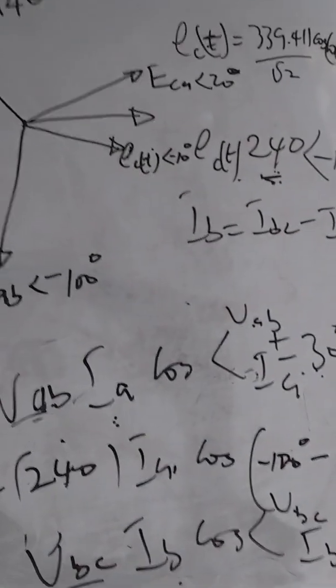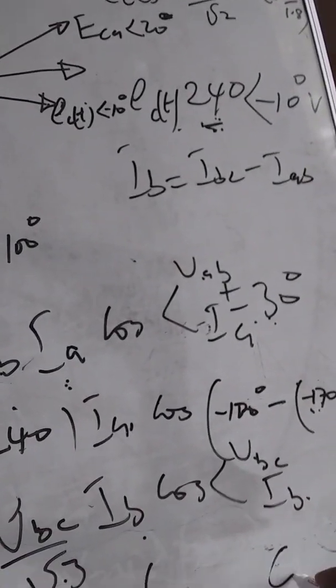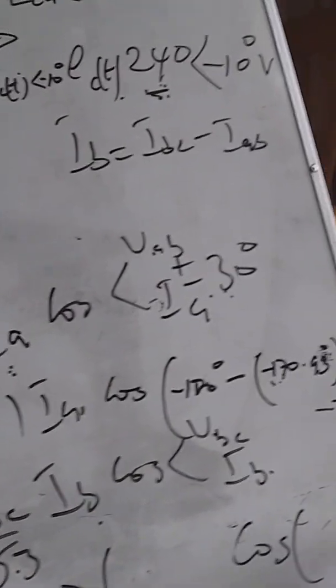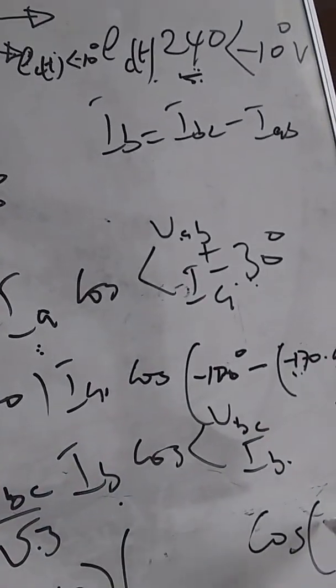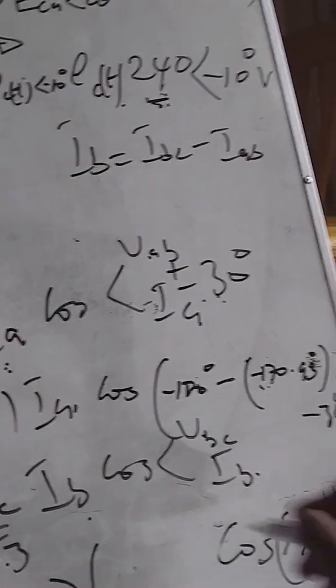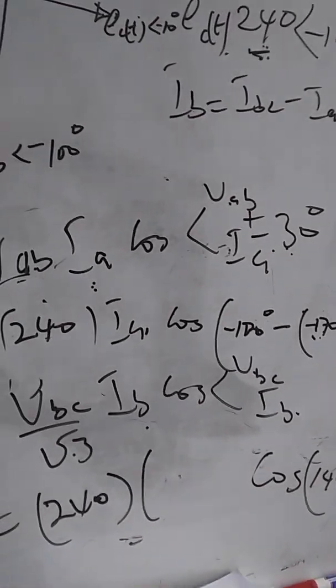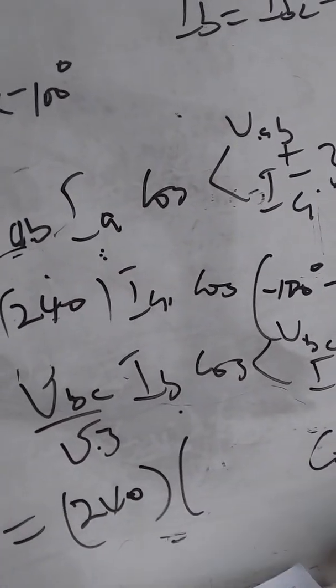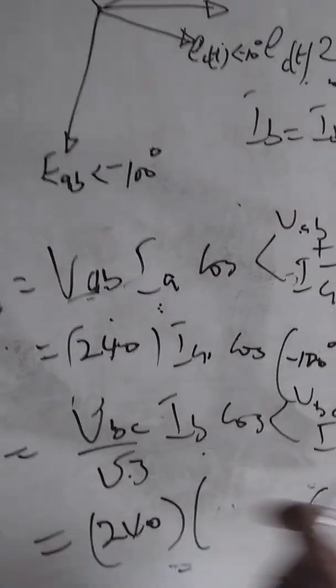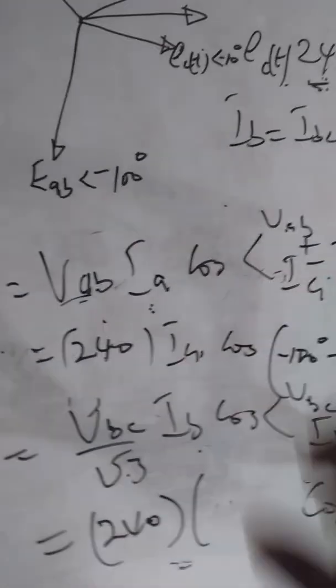After getting that one, you now find the angle, which is also the angle of VBC. Your VBC is 140 minus the angle of the current IB that you find. Then you now subtract 30 degrees again from it. That will give you the final phase difference that you have here. Then you sort it out, you find WB, then you do the same thing.